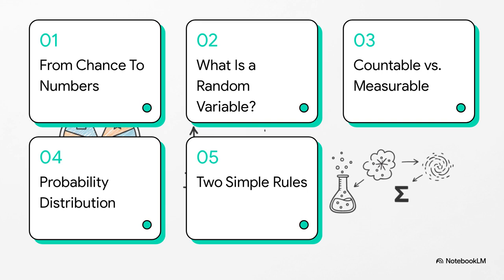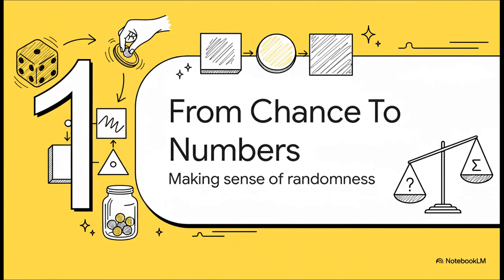Okay, here's how we're going to break it down. First, we'll see how to convert chance into numbers. Then, we'll get to know the random variable and its two different types. After that, we'll actually build a probability distribution and wrap up with the two simple rules that make the whole thing work. All right, let's jump right in.